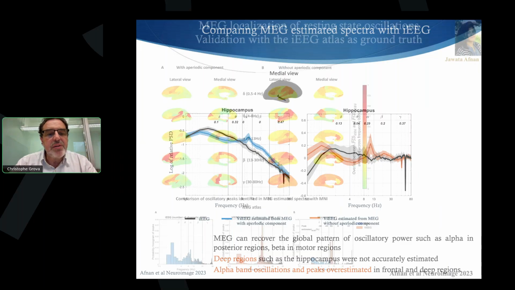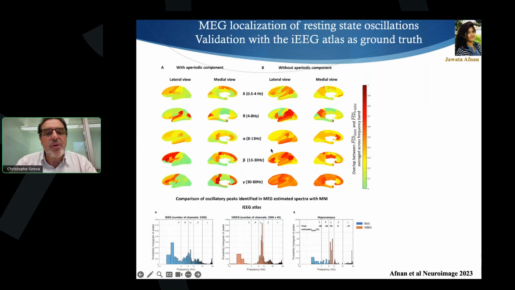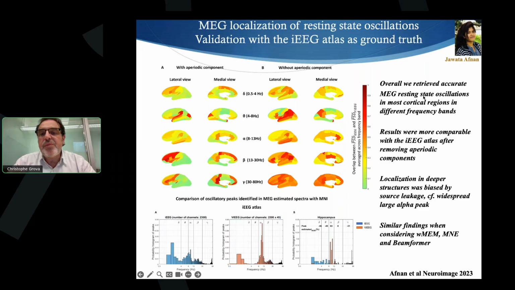This is a result that is summarizing that. So the color code means that the more red it is, the more concordant it is between what we reconstruct in MEM and what we measure from the intracranial EEG atlas. And when we remove the 1/f, the aperiodic component, the concordance is quite good. So we retrieve accurate MEG resting state oscillations in most regions in different frequency bands.